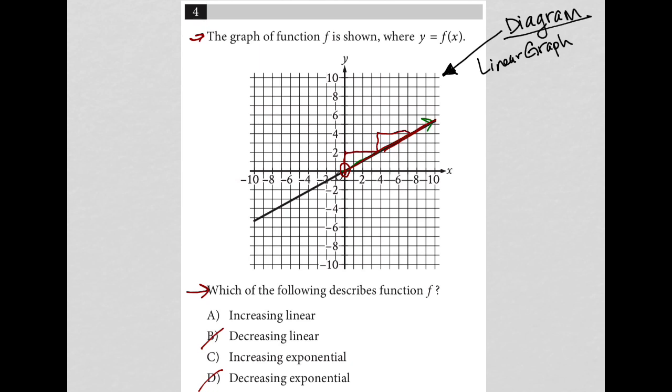If it were exponential, it would look more curved and kind of accelerate its growth towards the right hand side of this, and that's definitely not happening here. So our answer here is increasing and linear, choice A.